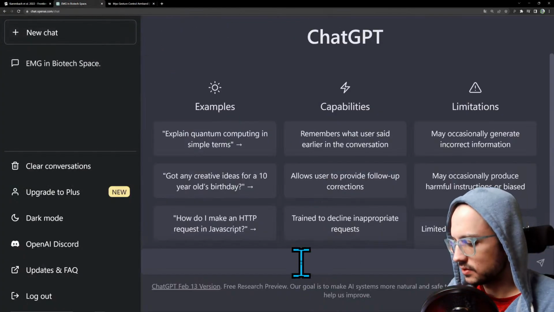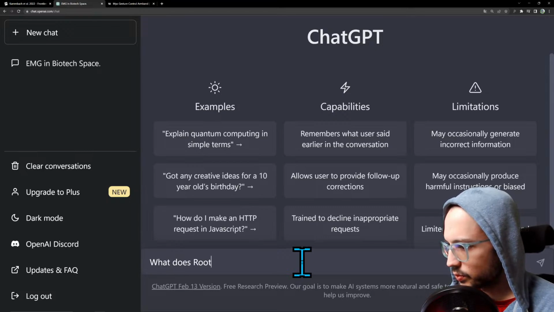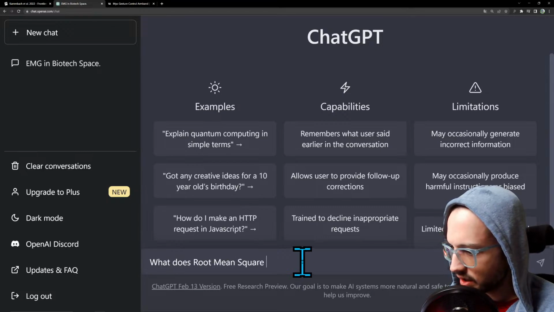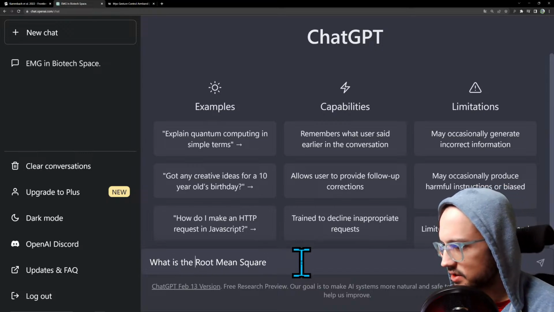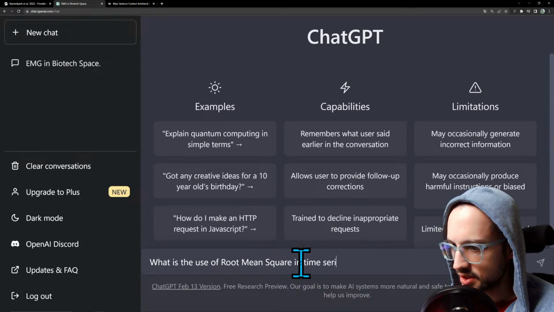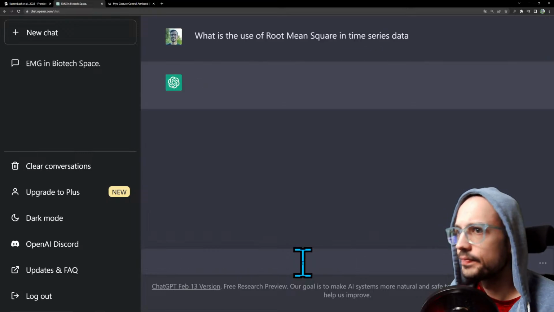New chat. What is the use of root mean square in time series data?